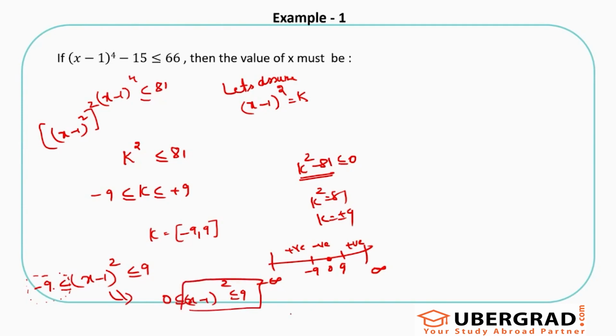x minus 1 whole square is less than or equal to 9. That means x minus 1 should be less than or equal to plus 3 and greater than or equal to minus 3. Right. So now I can just substitute it back. So how do I get? I get x is less than or equal to 4 minus 2.